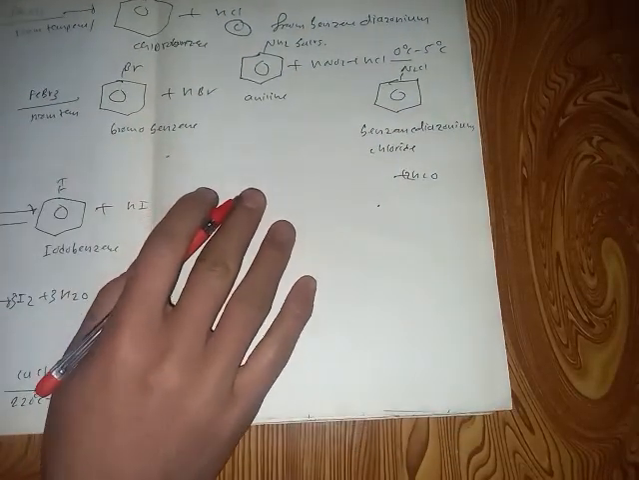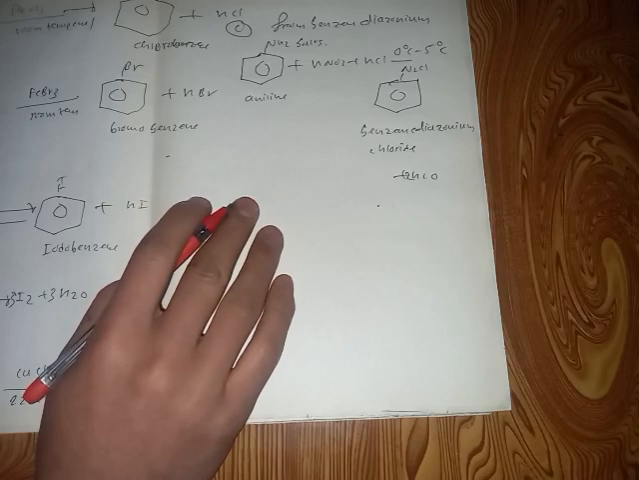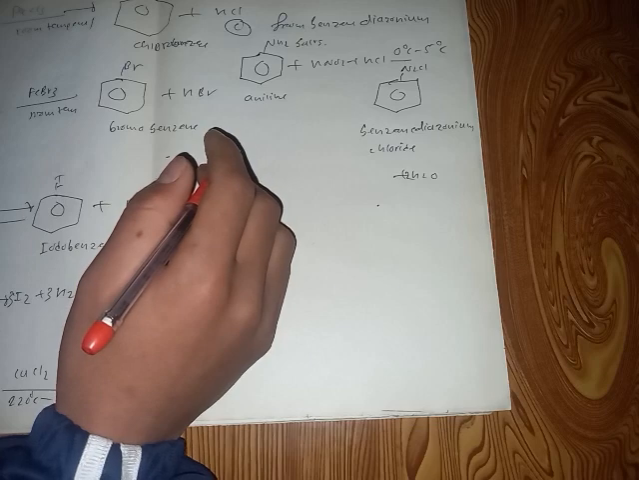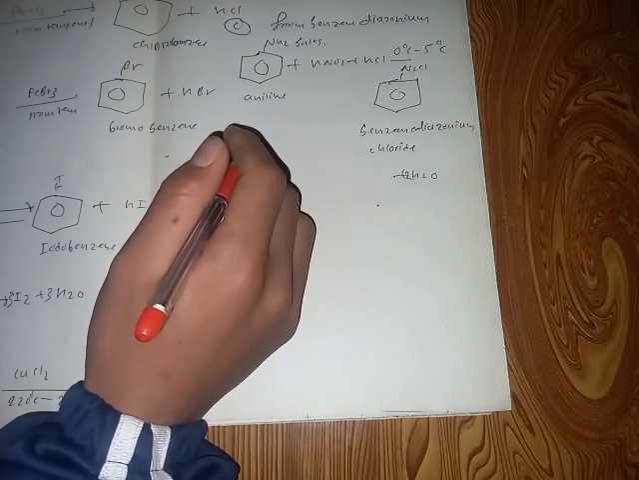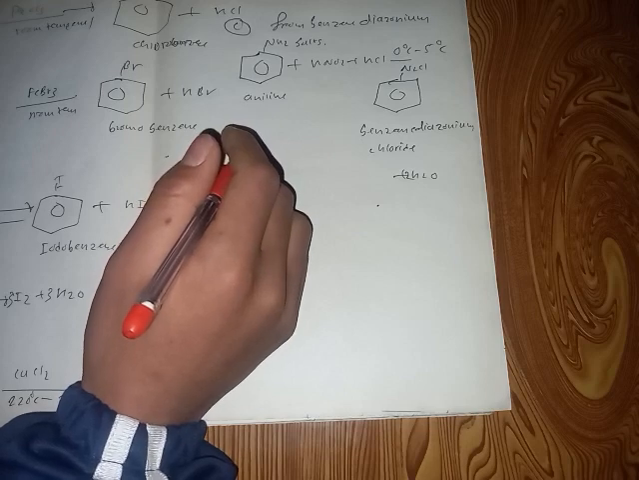Chloroarenes and bromoarenes are prepared by warming freshly prepared diazonium salt solutions with cuprous chloride or cuprous bromide dissolved in the corresponding halogen acid. This reaction is called Sandmeyer's reaction.